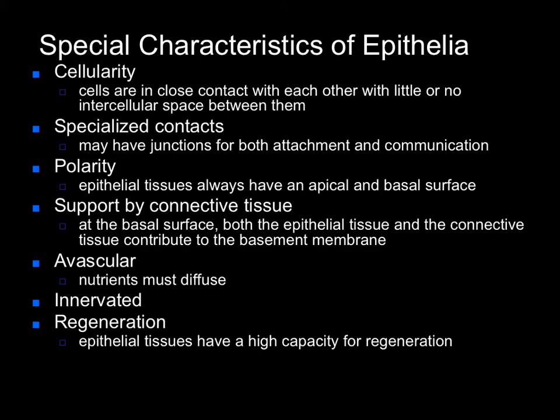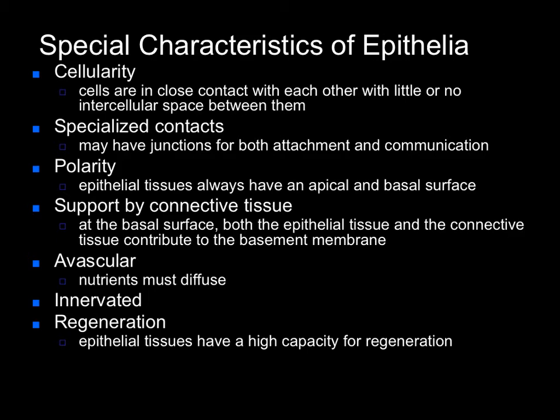Some special characteristics of epithelial is that the cells are very, very closely packed together. There's virtually little or no space between them. You will see a difference as we go on in the other tissue types with this. I'm going to jump down to support by connective tissue. At the bottom, you have what is called a basement membrane. That is where they are going to be connected to another type of tissue. So while epithelial is the main type of tissue, it's also going to be connected to the rest of the body or another body part via something called the basement membrane.